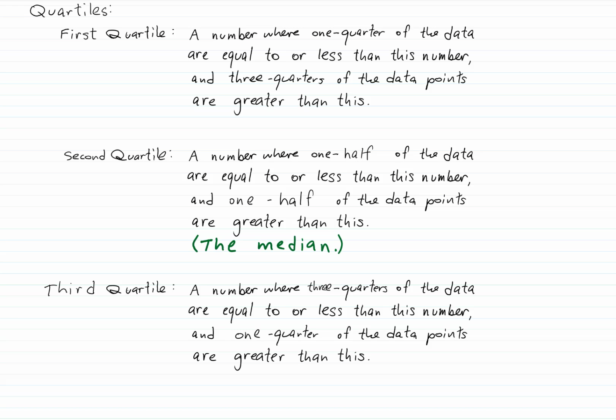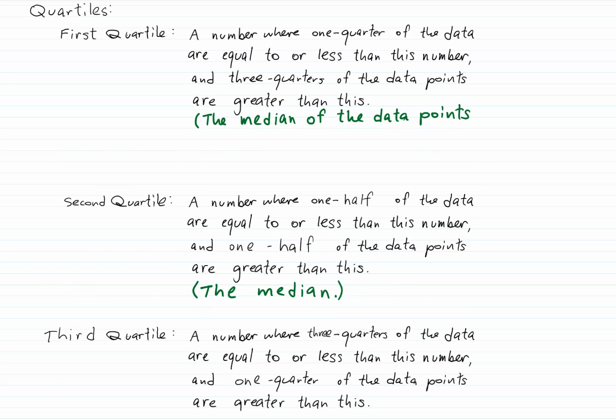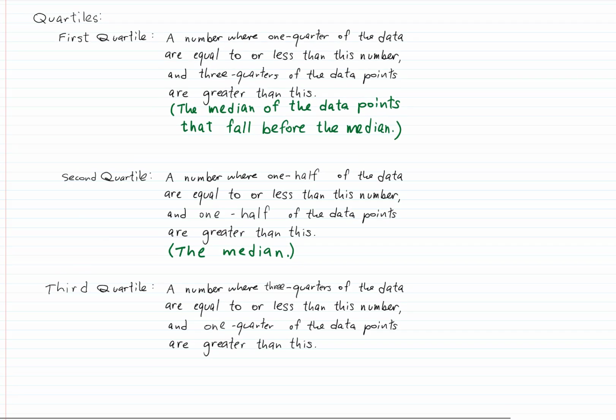The first quartile is the median of the data points before the median. The book says the median of the first half, but I prefer to say the median of the data points that fall before the median. And for the third quartile, that's the median of the data points that fall after the median.